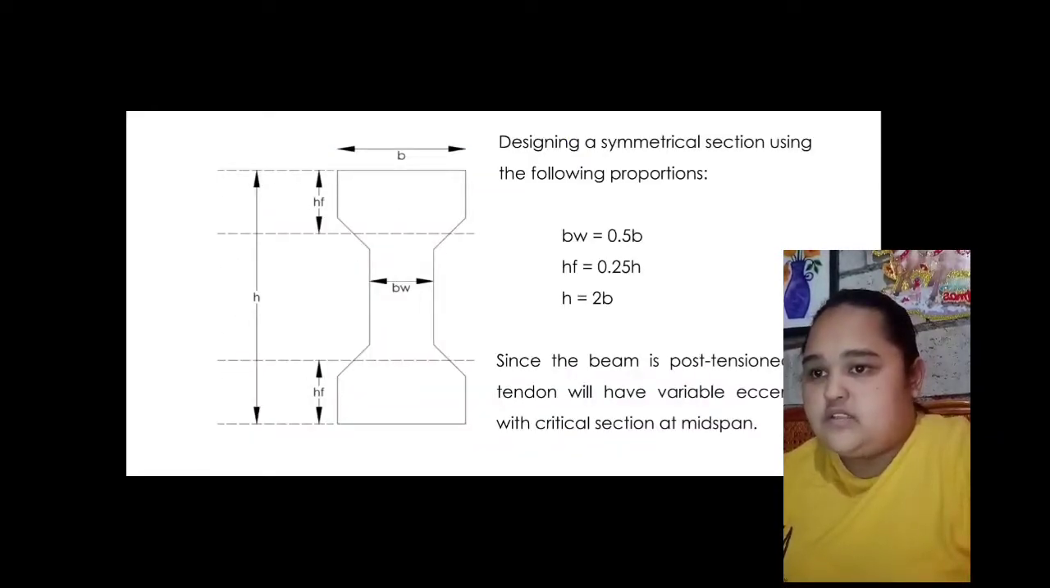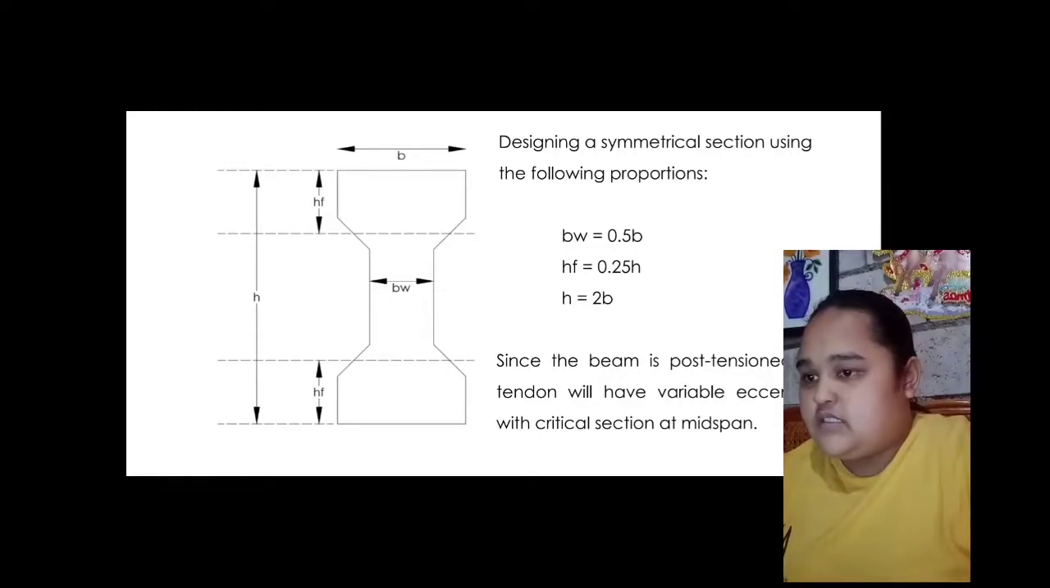Designing a symmetrical section using the following proportion. BW is 0.5 of B and HF is 0.25 of H. H is twice the B. Since the beam is post-tension, the tendon will have a variable eccentricity, which critical section at midspan.